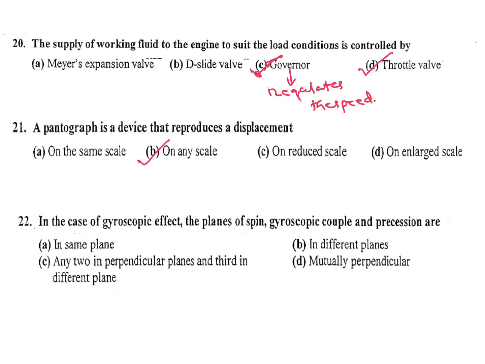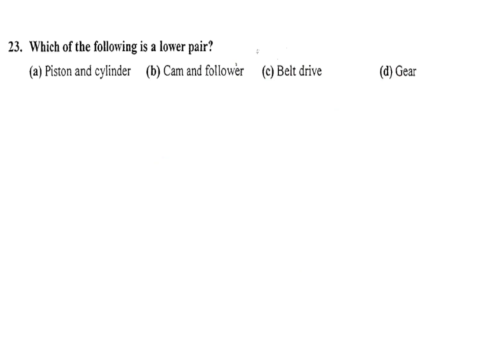In the case of gyroscopic effect, the planes of spin, gyroscopic couple and precession are A: in same plane, B: in different plane, C: any two in perpendicular planes and third in different plane, D: mutually perpendicular planes. D is our answer. Which of the following is a lower pair? Lower pair, surface contact or area contact.